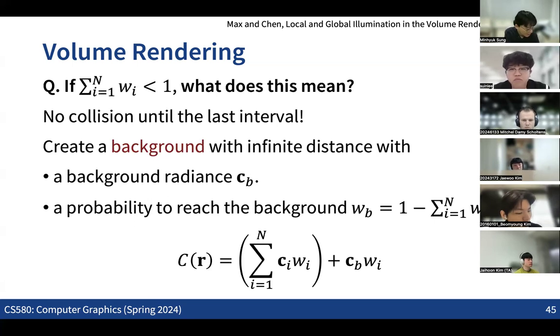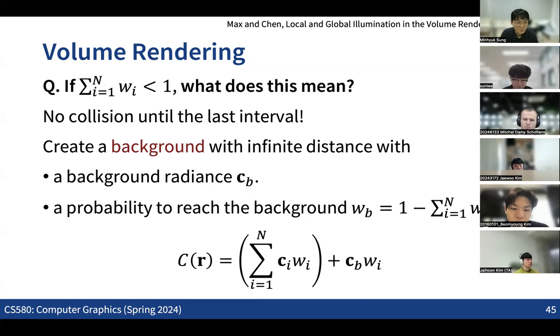So the final formulation can be defined like this, incorporating the final term for the background. Then we can really see that this formulation becomes the expected value of the radiance. So basically it makes more sense, right? So this is basically the only information that is utilized in the NeRF pipeline.